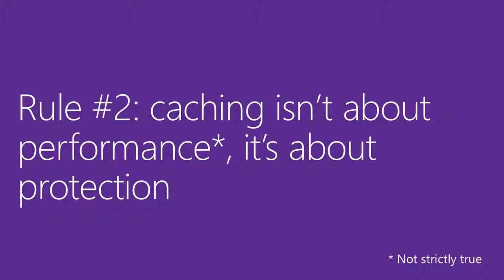So, before we go much further, it's really important to think about how we can protect our most expensive, hard-to-scale asset, and that's caching. So this is where Rule 2 comes from. Caching isn't necessarily about performance. It's about protection.